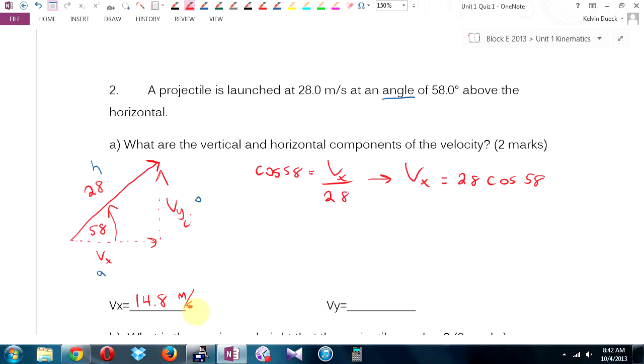Vy, what trig function would Vy be? I think it's sine.